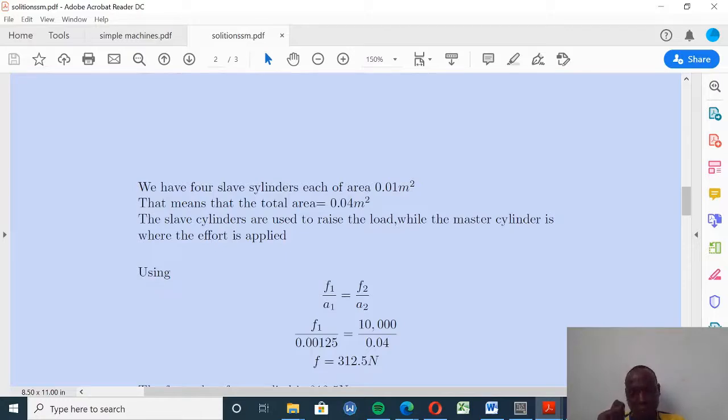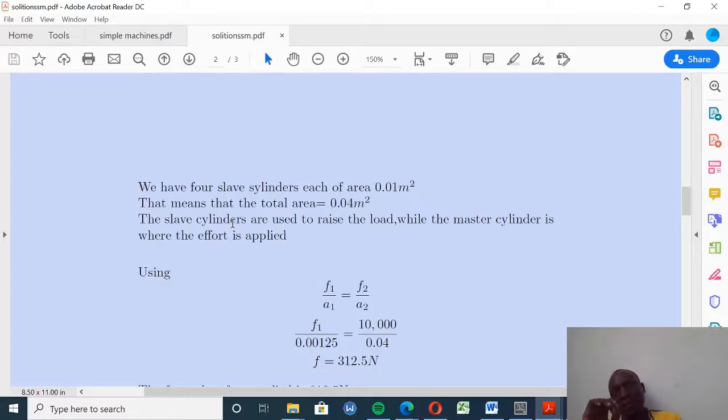Each one has an area of 0.01 meter squared. That means that all four of them are going to have a total area of 0.04 meter squared. So we are saying here that the slave cylinders are used to raise the load, while the master cylinder is where the effort is applied.